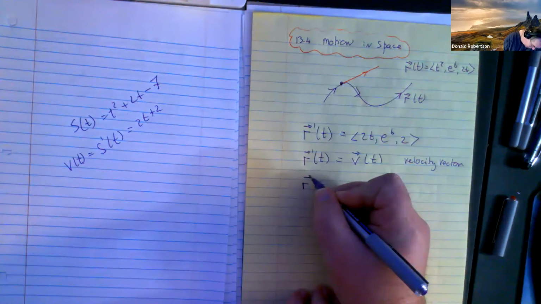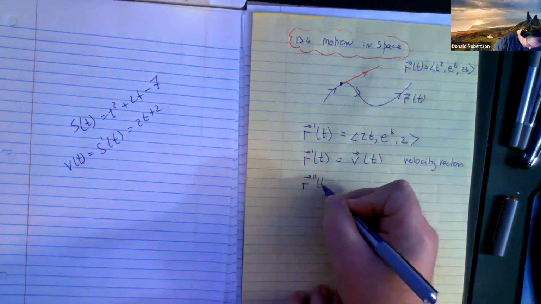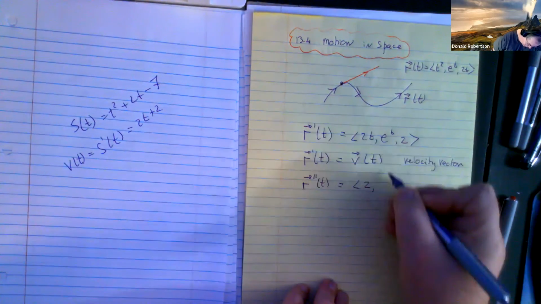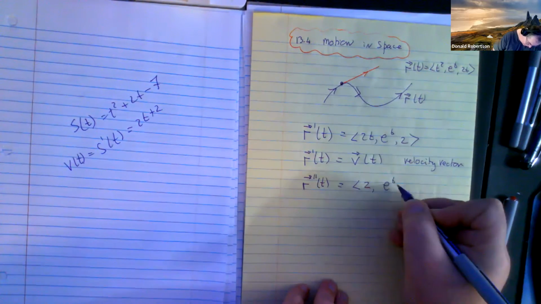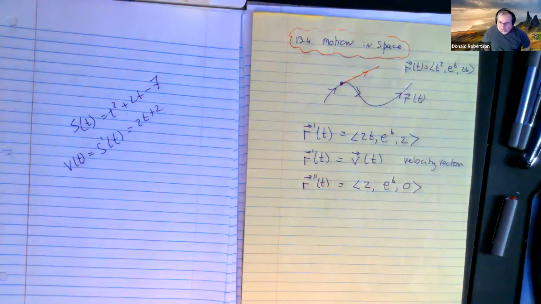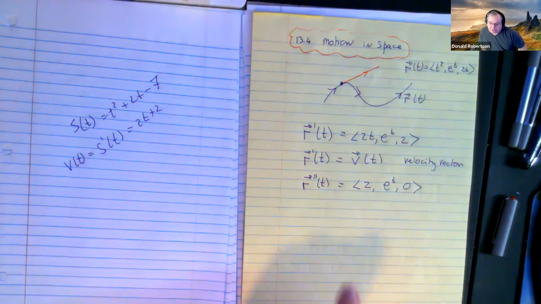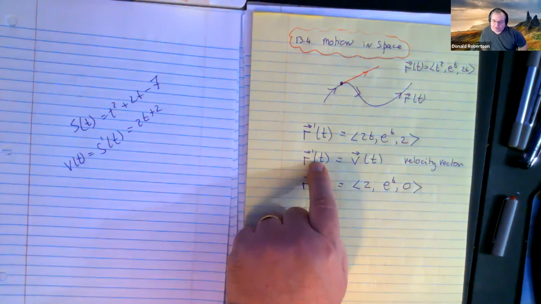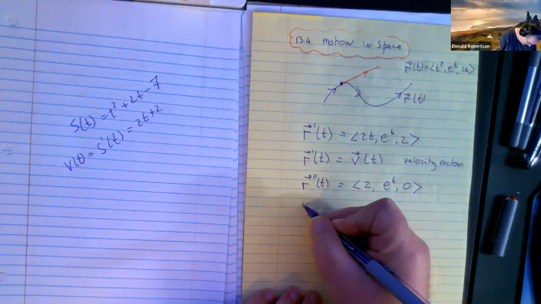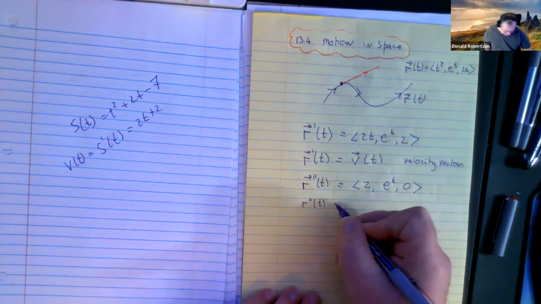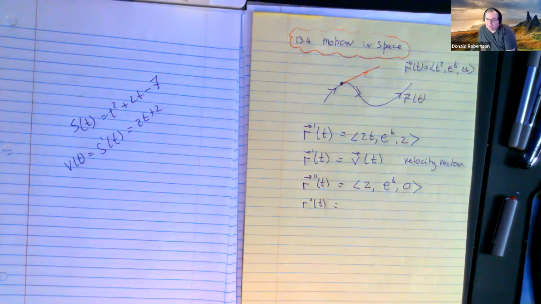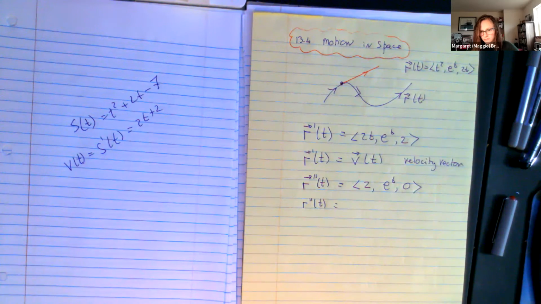If you find the second derivative, in this case, differentiate that, you get 2. Differentiate that, you get e to the t. Differentiate that, you get 0. You also get a vector. Now, if the first derivative is called the velocity vector, what name do you think the second derivative is going to be called? Would it be acceleration? And it is.